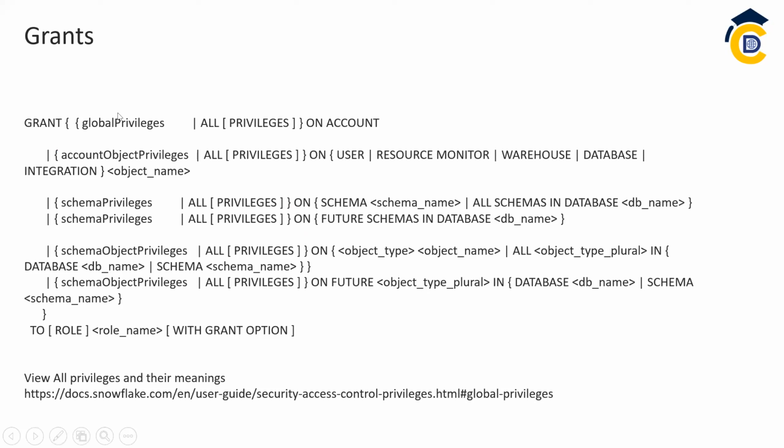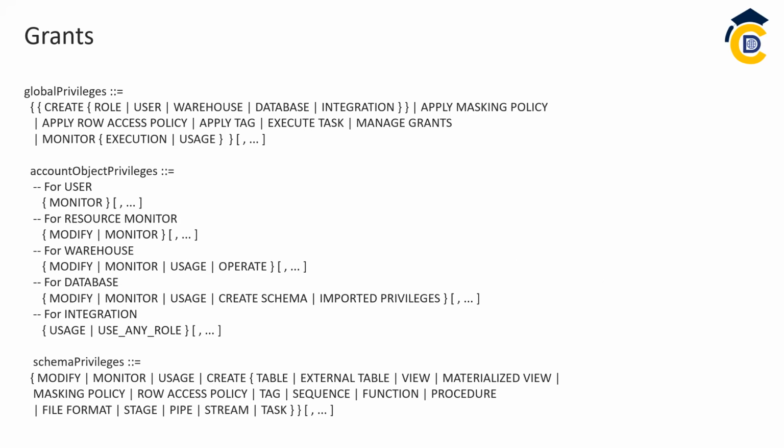In this syntax here, you see global privileges, account object privileges, schema privileges, and all that. So these global privileges are nothing but all the privileges that you can assign at the account level. Account object privileges is nothing but all the account object privileges on the user level, resource monitor level. What is the list of privileges that you can assign? So if you go here, see, on global privileges, what are the different kinds of privileges that you can assign? It's mostly create. What all can you create? Role, user, warehouse, database, integration. You can apply masking policy, apply row access policy, and so on.